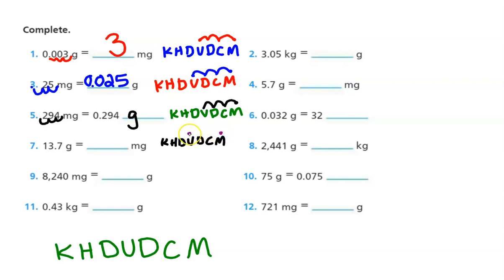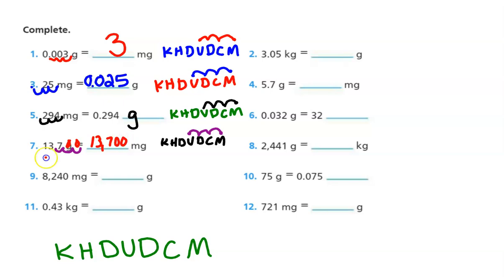So it looks like I'm going to be making my number 10, 100, 1,000 times bigger. So that's going to be 10 times bigger, 100 times bigger, 1,000 times bigger, and I will then fill in those spots with zeros to make this 13,700 milligrams.